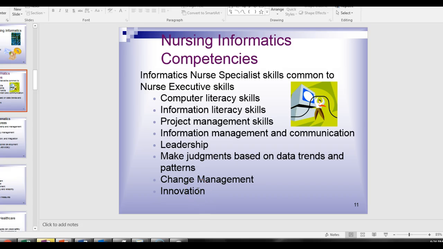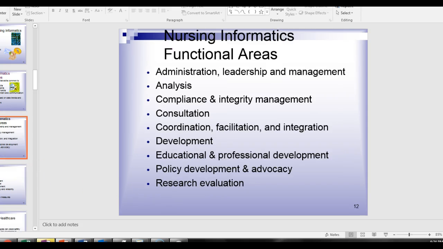So what can we do with nursing informatics? We need skills in computer literacy, information, project management, information management, communication, leadership, making judgments based on data, trends, change management, and innovation. So those in informatics work in administration, leadership, management, analysis, compliance, integrity, consultation, risk management, coordination, facilitation, development, education, professional development, policy, advocacy, research. Did I say enough?